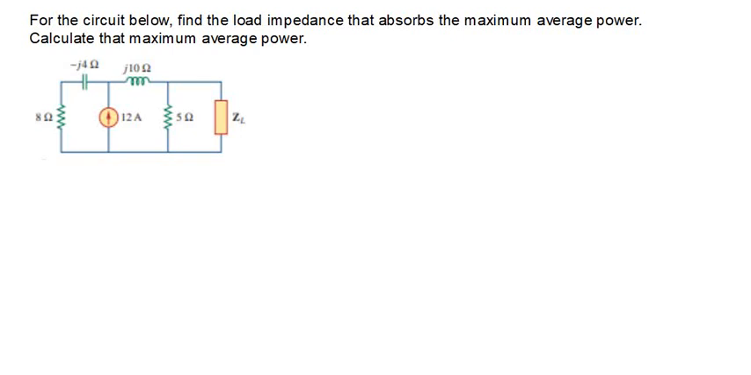Okay, so when it comes to this question, there are two main things that we are concerned with that we really have to find. So in this case, first of all, the question is saying, for the circuit below, find the load impedance that absorbs the maximum average power. Then after that, we need to calculate that maximum average power. So the thing is that we are looking for the load impedance, the one that's indicated as ZL. All right, that's the one that we are looking for.